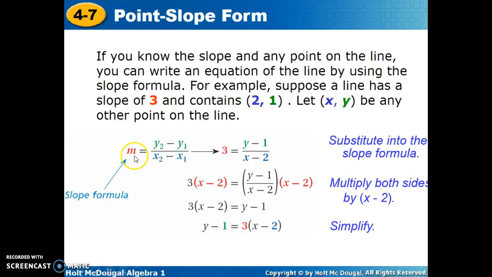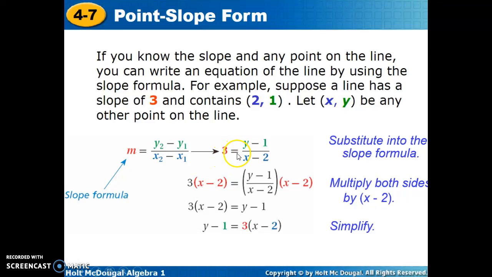So our slope formula says this: y2 minus y1 over x2 minus x1. We know that's our slope formula. That is equal to 3. It says our slope is 3. Well, we're going to plug this in. Remember, x and y is our other point.